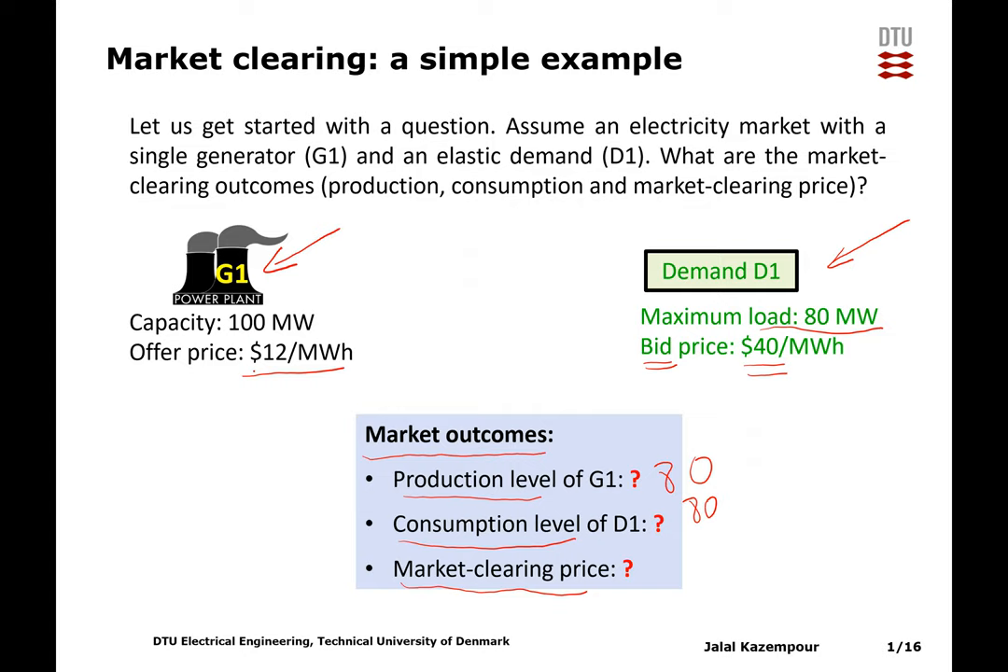Marginal price. I would say marginal generation cost is 12, I agree. But I'm not saying the price is 12. Let's see if there is any explanation for those who are saying the price is 40. Any input? You are welcome to unmute and discuss. Okay, what about those who are saying the price is something between 12 and 40? You are welcome to unmute and explain.